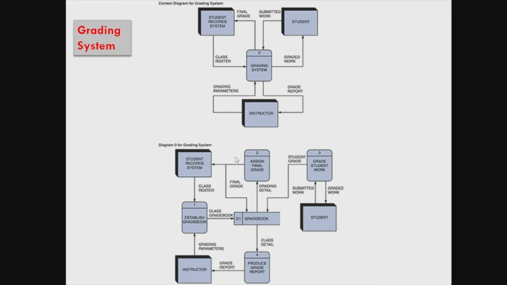It continues with another process, assign the final grade. To assign the final grade, it must be based on the grade book, and then process the final grade, and then forward it to the student record system. So the final grade will be forwarded to the student record system, and also saved to the data store.